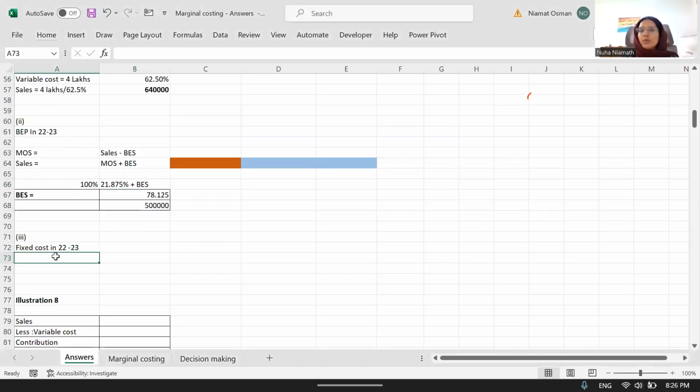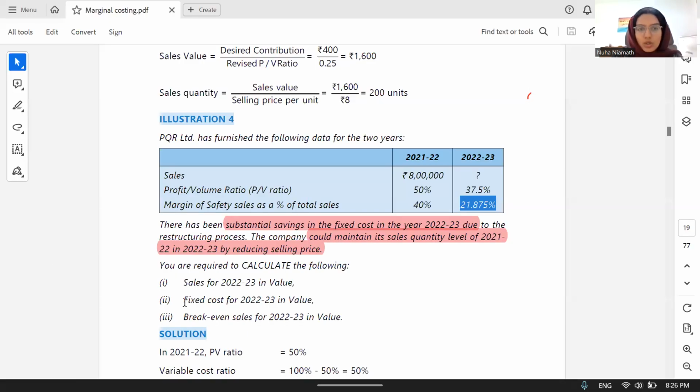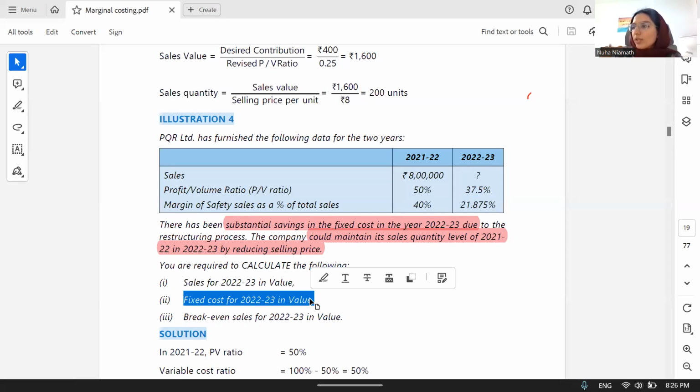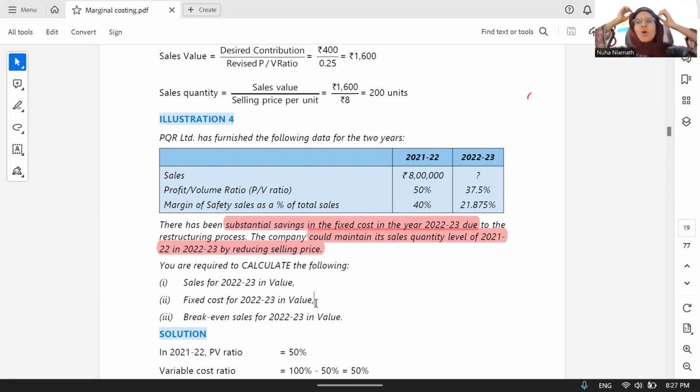Now let's move into the next part, which is the fixed cost. So fixed cost for 22-23 in value. So now how do you think we can calculate our fixed cost, guys? Can somebody tell me what is the formula we can use to calculate break-even sales into PV ratio? That's right. How did you get that formula, Naja? Can somebody tell me what is the primary formula we are using to calculate the fixed cost? Okay. Anishka has said fixed cost by PV ratio.